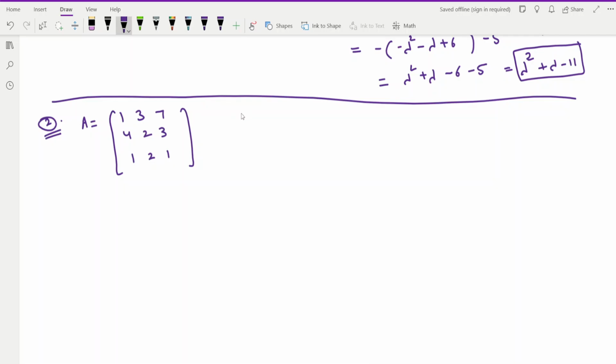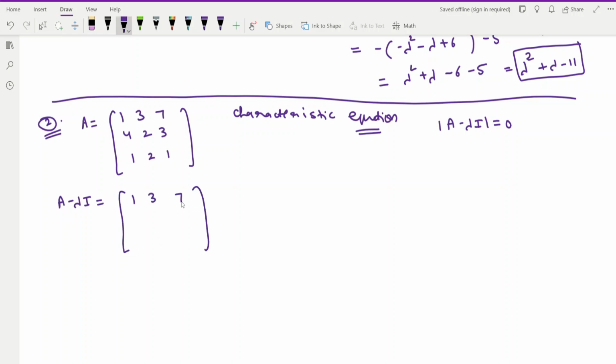Now I want to get the characteristic equation. The characteristic equation is the determinant of A minus lambda I equal to 0. The process is almost the same. I will first write A minus lambda I. A is 1, 3, 7, 4, 2, 3, 1, 2, 1, minus lambda as it is, and it is 1, 0, 0, 0, 1, 0, and 0, 0, 1. It is the identity matrix of order 3 by 3.